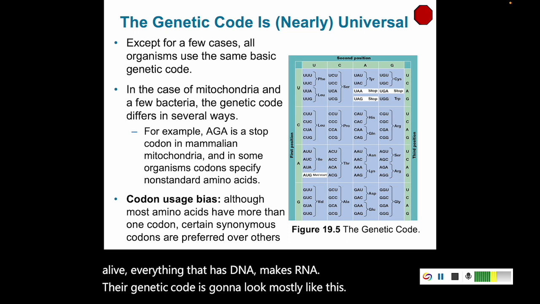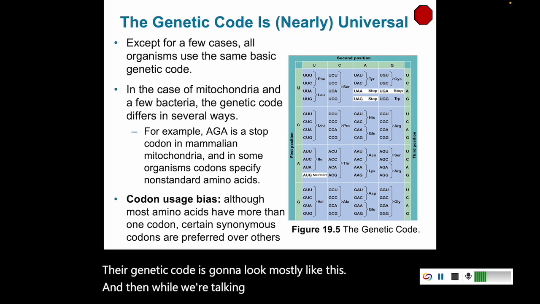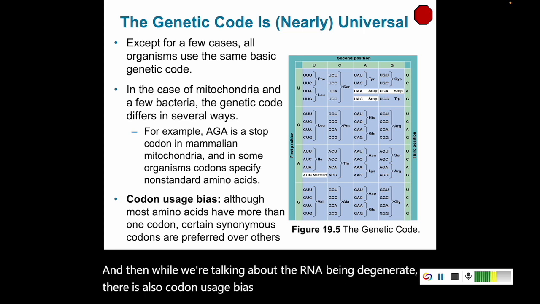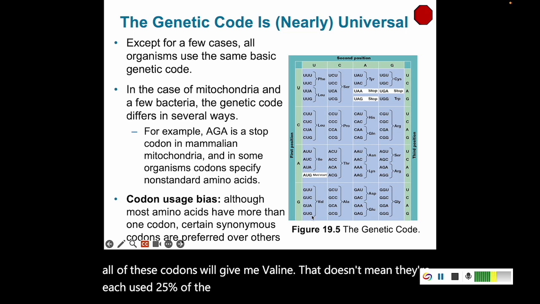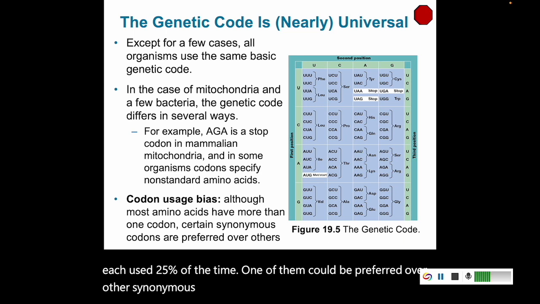And while we're talking about the code being degenerate, there is also codon usage bias. So if all of these codons will give me valine, that doesn't mean they're each used 25% of the time. One of them could be preferred over other synonymous codons. One of them could show up more, and some of them could show up less.